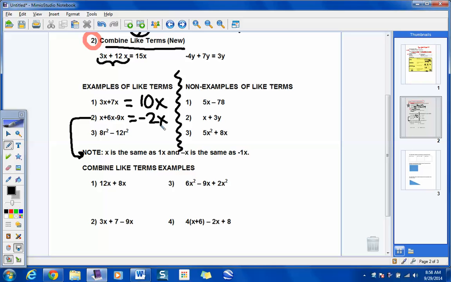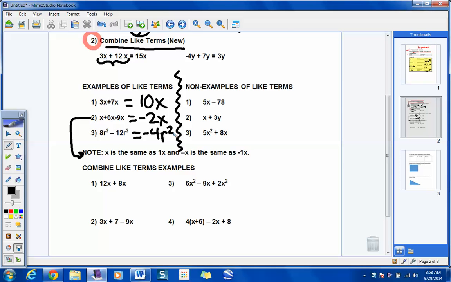Last one down here. Notice, I've got a variable, but the variable also has an exponent here, doesn't it? But the 8r squared and the 12r squared, same letter, same exponent, so you have the same variables. They're like terms. I can combine them. Help me out. What's the 8 minus the 12 going to get you? Positive 4 or negative 4? So I call this negative 4 what here, Chelsea? R to the second. Like terms can be combined. Therefore, I was able to go ahead and put equals behind them.